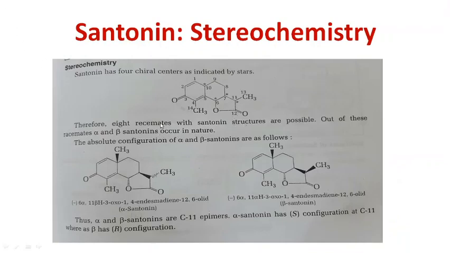Next, or last, we come to the stereochemistry of santonin. As you can see in the structure, 4 stereocenters or chiral centers are present, and the naturally occurring alpha and beta santonins, as you can see in the structure, differ at C11 epimer, that means it is a C11 epimer. The difference between alpha and beta santonin results from this carbon atom. As you can see, this is alpha santonin, it has S configuration, and this is the structure of beta santonin, it has R configuration. That's all.